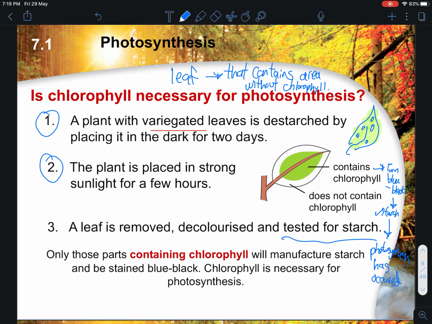However, for the area which is white in color, or let me highlight this as the yellow one, the yellow area here, these are the areas that do not contain chlorophyll. And if it does not contain chlorophyll, starch is absent. And how do you know starch is absent? The area will remain brown or yellow. And if the areas remain brown or yellow, this will indicate that photosynthesis did not occur. Okay, so this is generally the idea of this experiment.